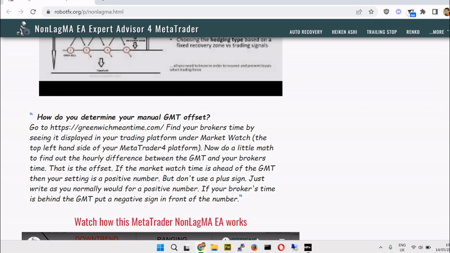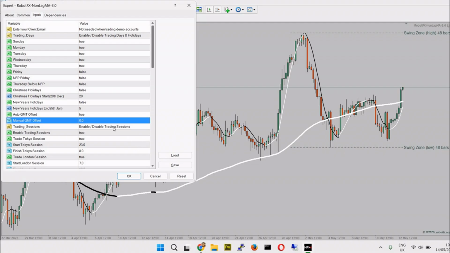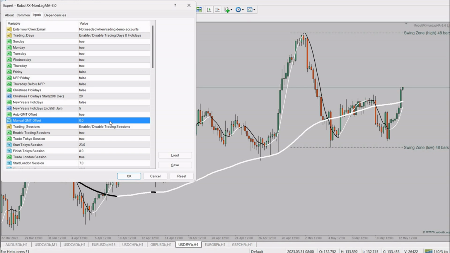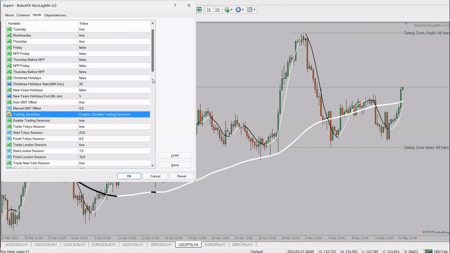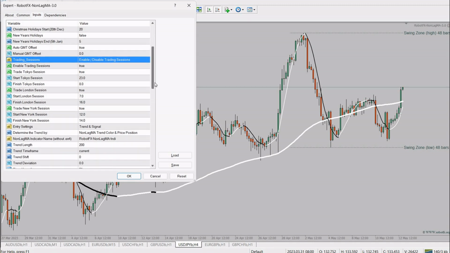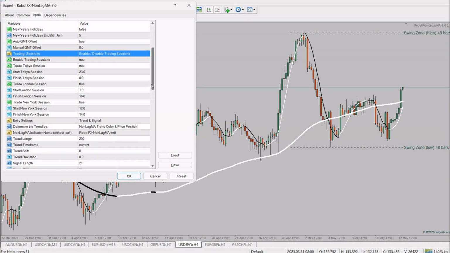I'm trying to make this video as short and explanatory as possible. And it can be a negative number, of course, a negative or a positive number. And this is it about the trading days. And next are the trading sessions. And within the trading sessions, the trader has the possibility to enable or disable trading per session.